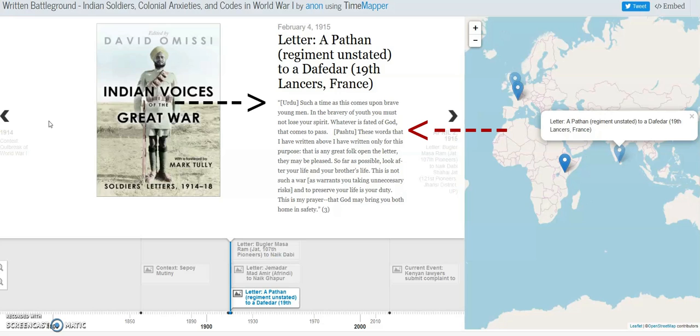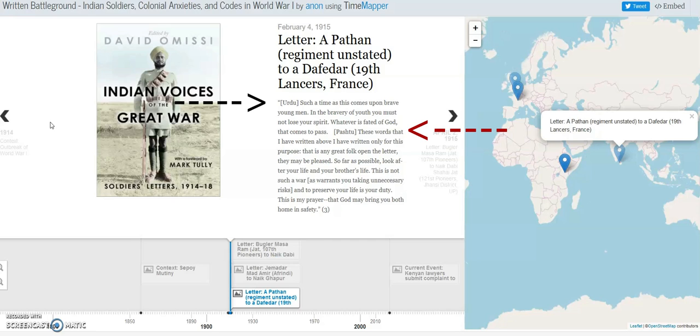Okay, so now we move on to our first letter. The first letter we will be looking at is from a Pathan soldier written on February 4th, 1915, to an unnamed Defadar soldier. So let's now read the letter, and then I will provide some analysis after.